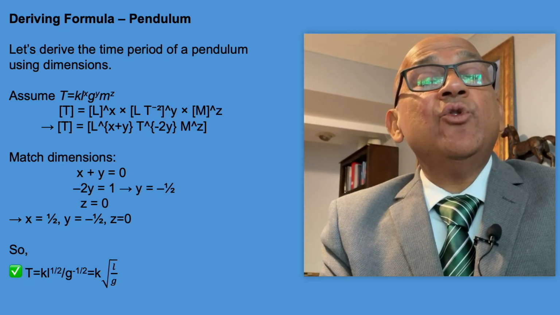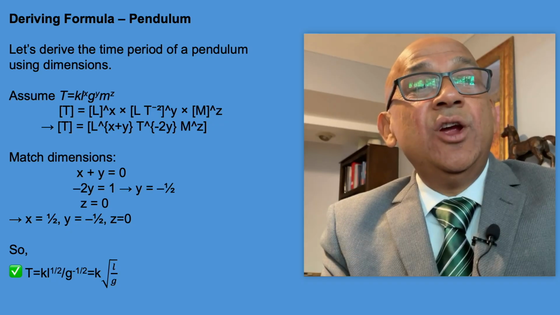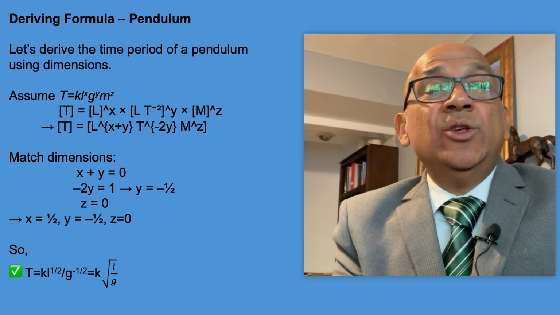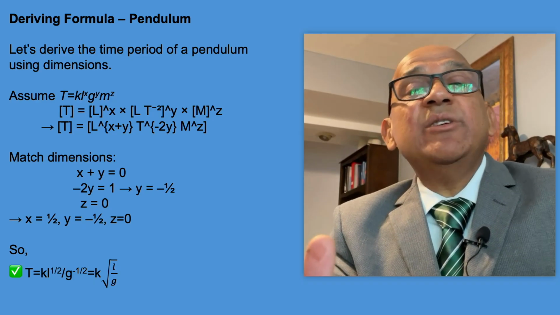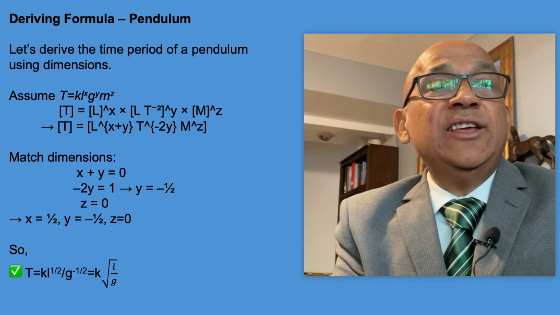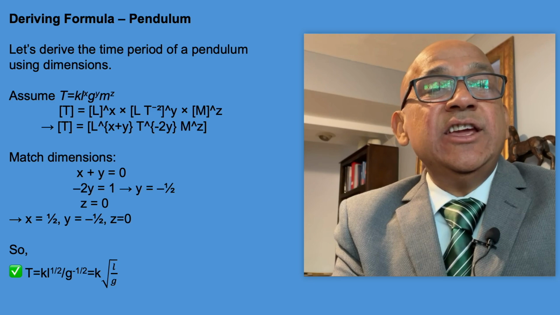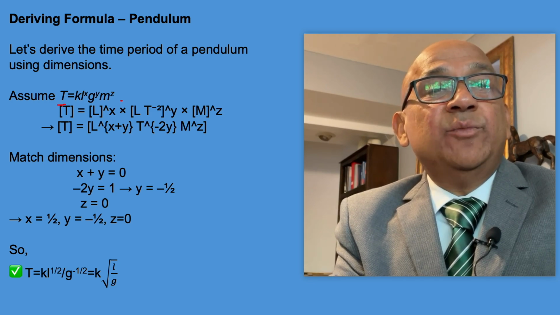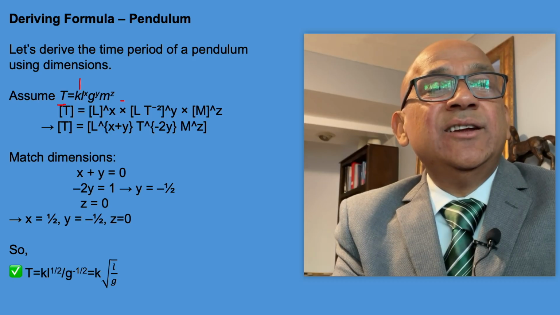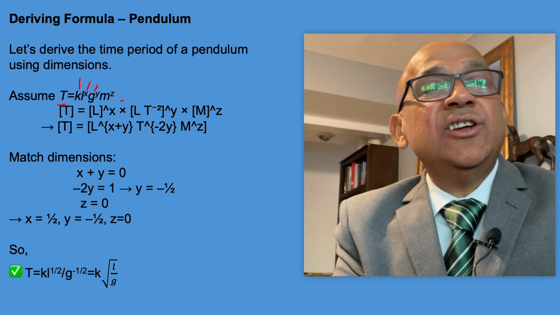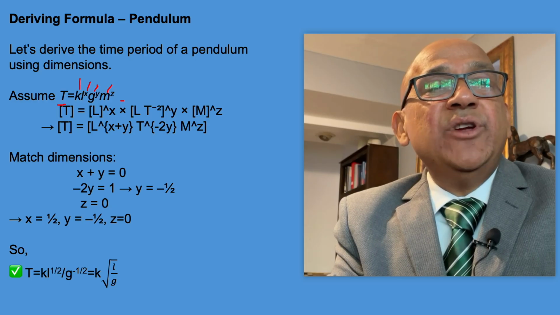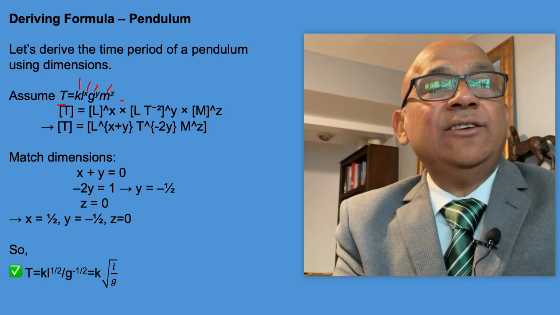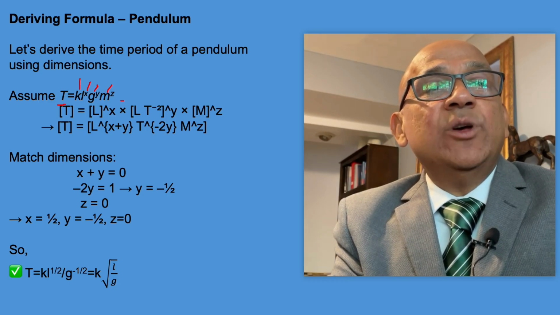So now I will show you how you can use this dimensional analysis to derive some simple formulas. So let us take the example of a pendulum and derive the time period of a pendulum using this dimensional analysis. For this, the first thing that we will assume is that time period T is given by the following expression, where k is a constant, L is the length, g is the gravitational acceleration, and m is the mass. So the time period of a pendulum is k times L to the power of x, g to the power of y, and m to the power of z.